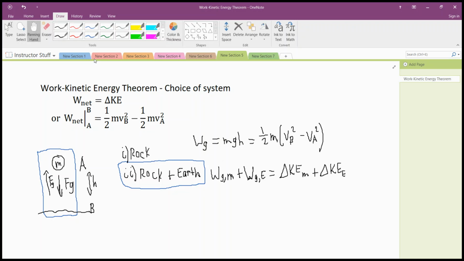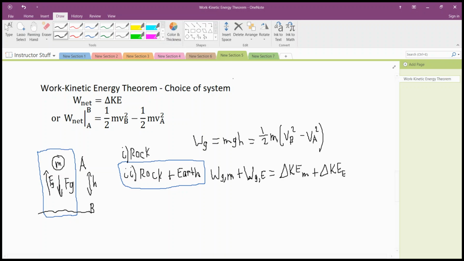Because the earth is now in our system, we have to add up the work done on it too. And so accordingly, I have split up the work done on the objects in our system. We have the work done by the force of gravity of the earth on our rock, and the work done by the force of gravity of the rock on the earth. This is the total work done on the system, and it'll be equal to the total change in kinetic energy, the change in kinetic energy of the rock plus the change in kinetic energy of the earth.